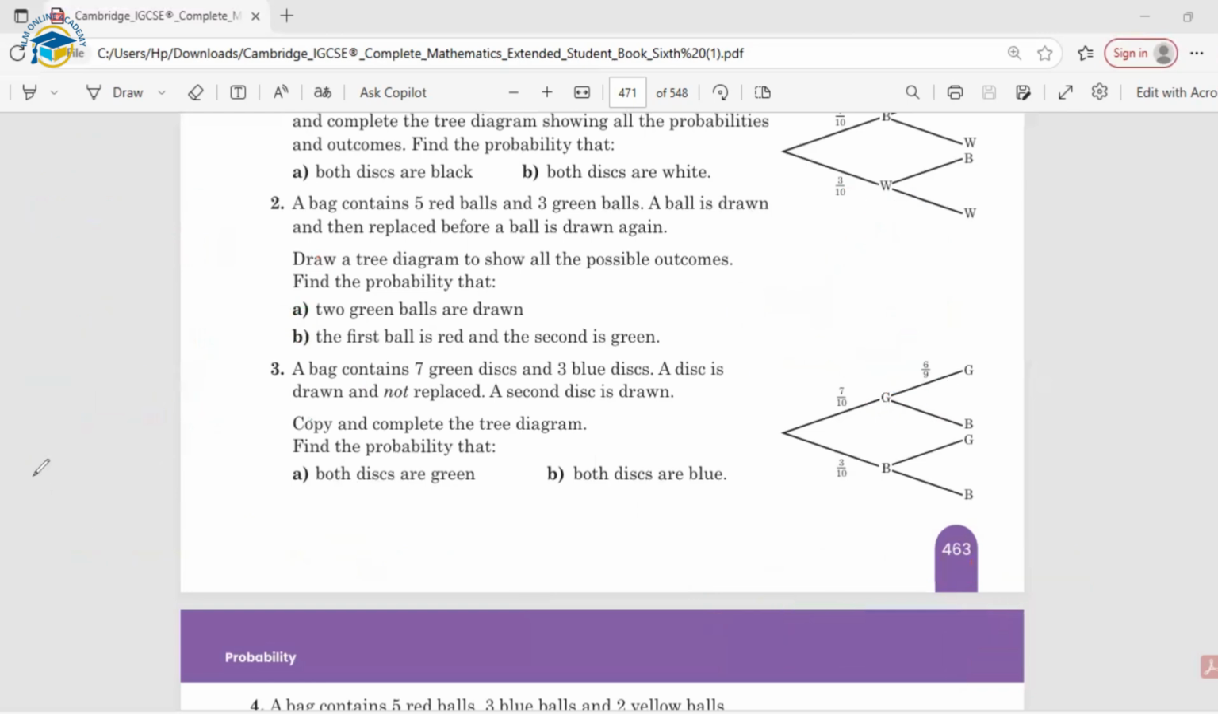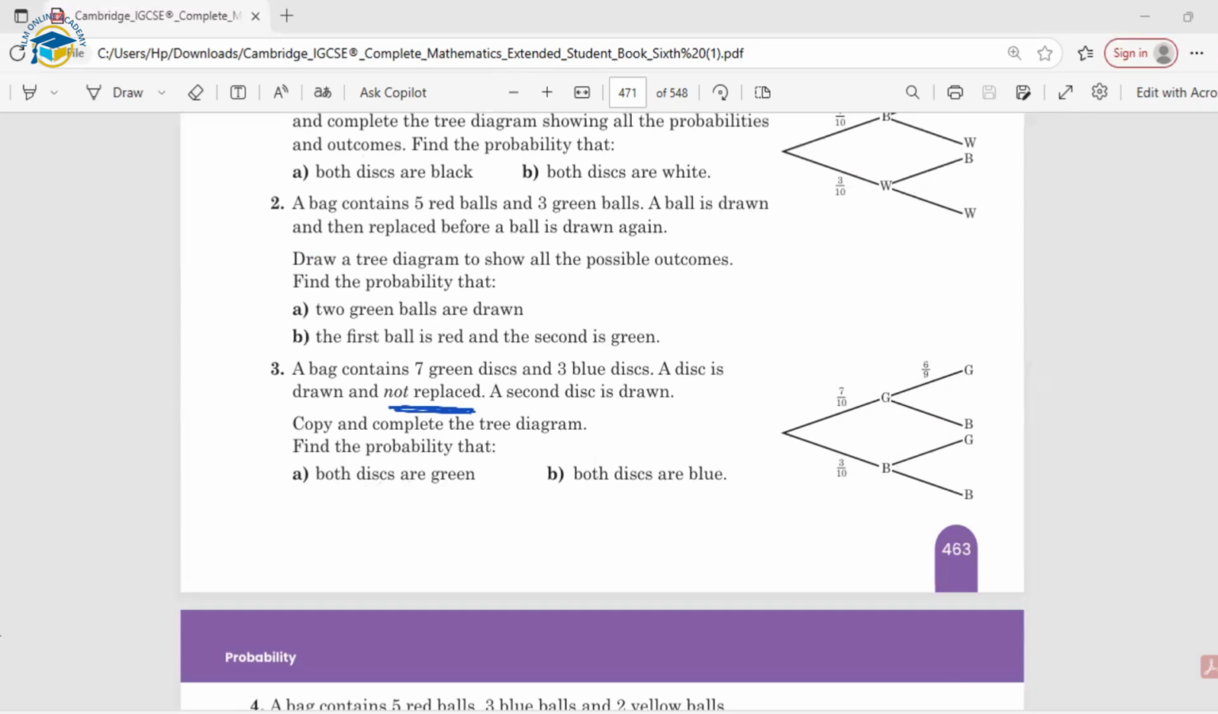In part number 3, what they're asking is that a bag contains 7 green discs, 3 are blue discs, a disc is drawn and not replaced. A very important concept. Here we are not going to replace it back, and without replacement, we are going to pick up another one. Okay, so your total probability will be changed. They're saying a second disc is drawn, to complete the tree diagram and then find out the probability. So first we will complete the diagram.